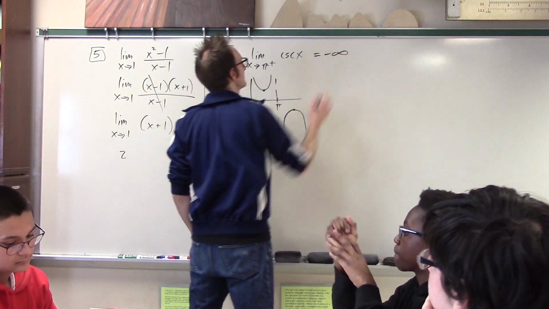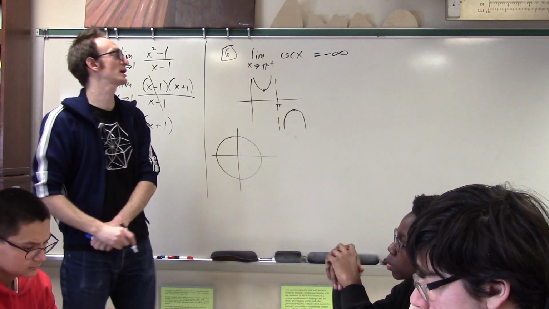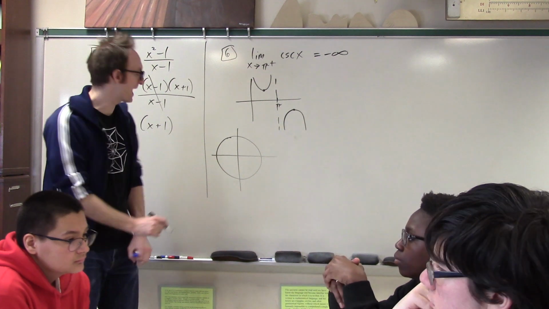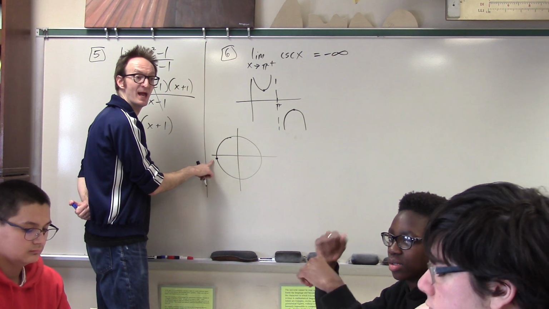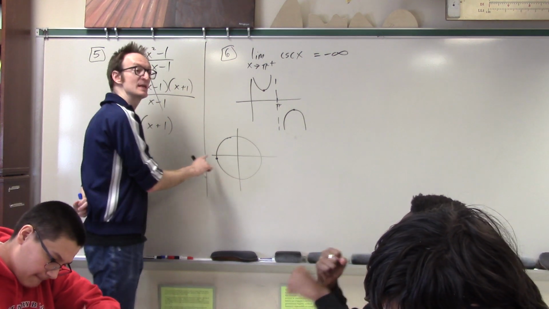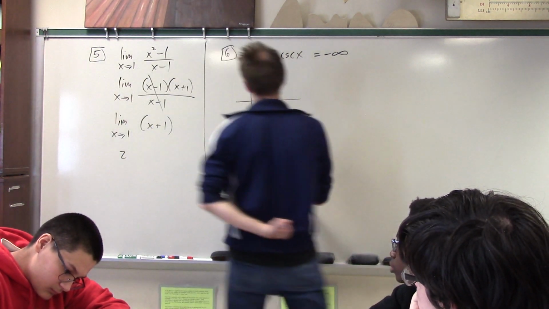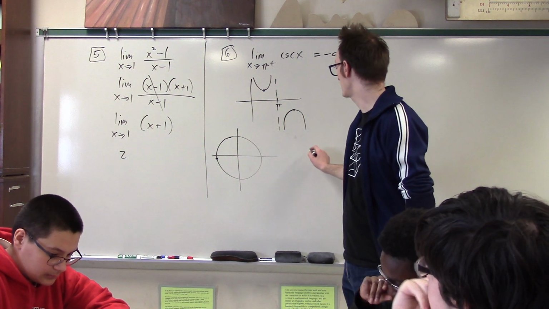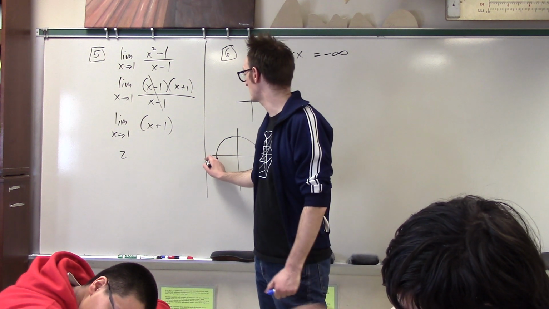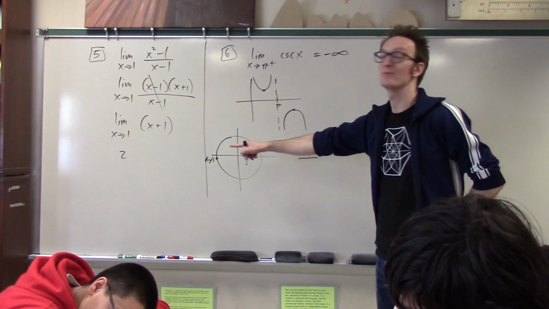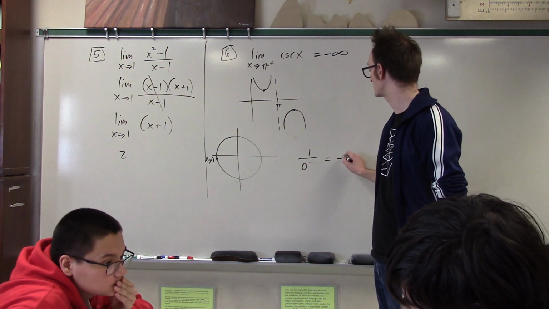Negative infinity. Alternatively, you could do a unit circle based approach, and you could say, okay, here's the unit circle. If x is approaching pi plus, then I'm talking about an angle which is just a little bit more than pi. And if this is a little bit more than pi, cosecant is by definition 1 over y. So this is going to be 1 over whatever the y coordinate is of this point on the unit circle. But that y coordinate is going to be a very, very tiny negative number. And so this is 1 over 0 minus, so the answer is negative infinity.